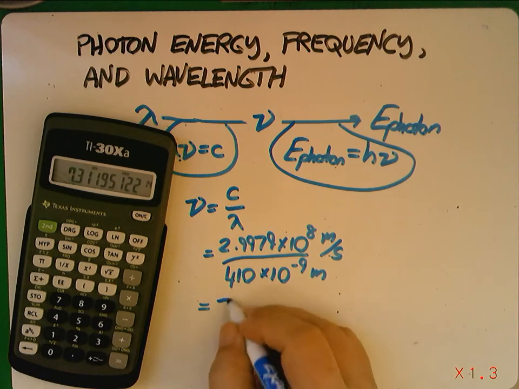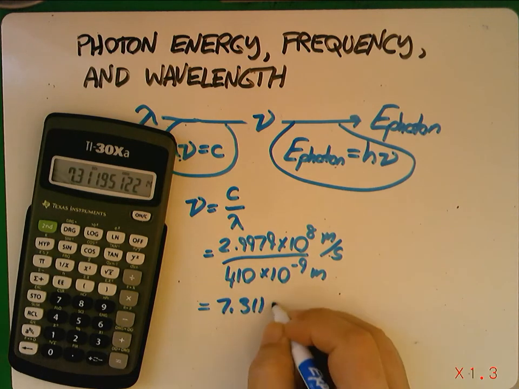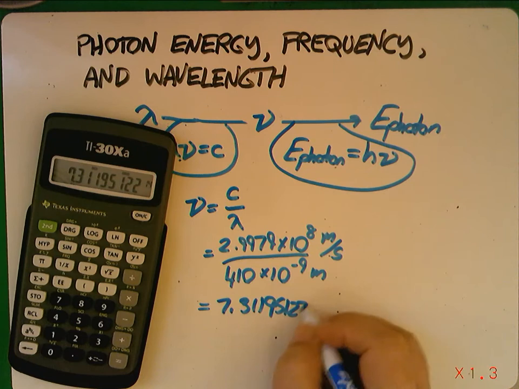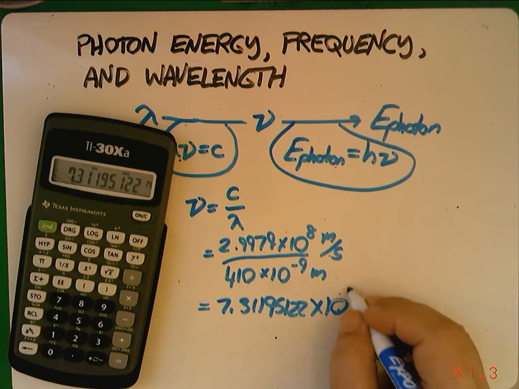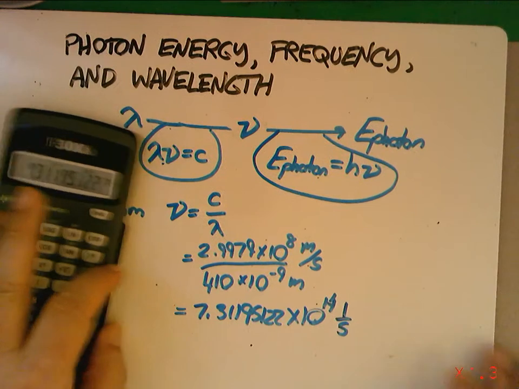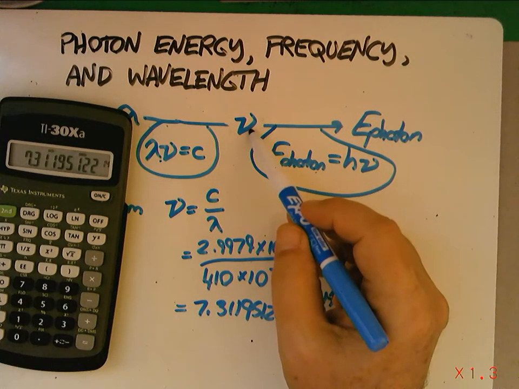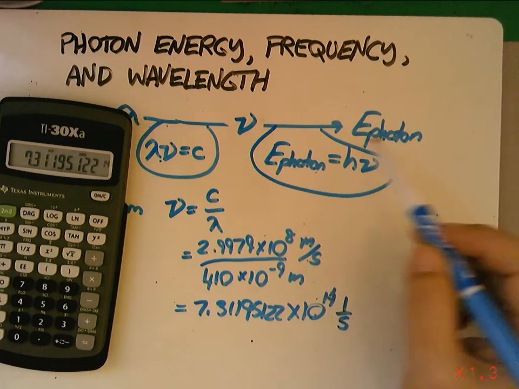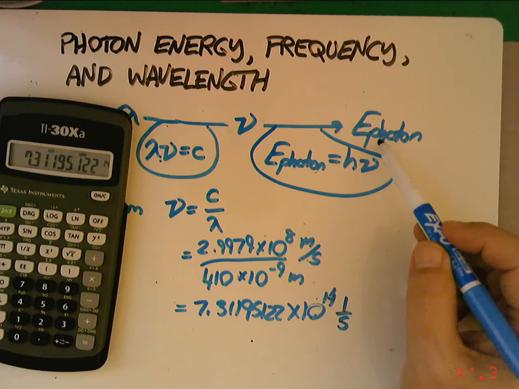And that's going to be 7.3119522 times 10 to the 14. It's an intermediate result, so I'm not going to round it off. And let me see, I'm going to get 1 over seconds for my units, which is a good frequency unit, which tells me everything looks good. So now the next thing I'm going to do, now that I have the frequency, I want to go to the photon energy.